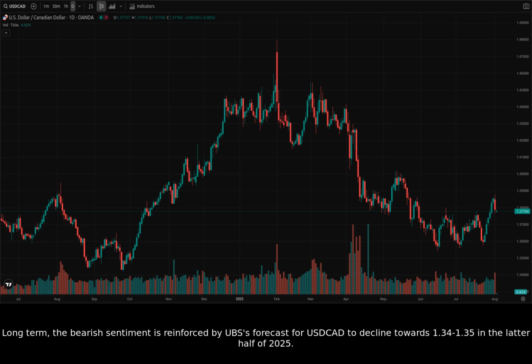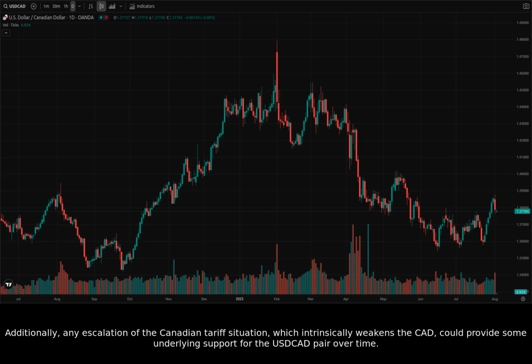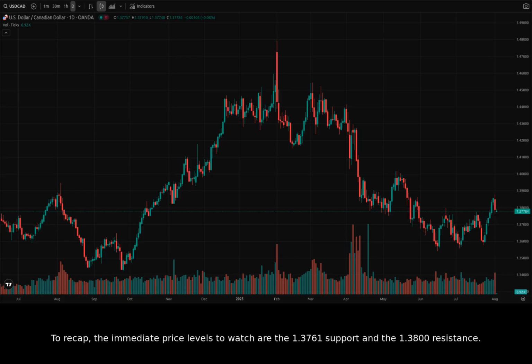Long-term, the bearish sentiment is reinforced by UBS's forecast for USDCAD to decline towards 1.34 to 1.35 in the latter half of 2025. Reasons to be bearish include ongoing weakness in U.S. economic indicators and sustained expectations of Fed rate cuts. Conversely, a bullish reversal, though less likely in the immediate term, could occur if upcoming U.S. economic data surprises to the upside. Additionally, any escalation of the Canadian tariff situation, which intrinsically weakens the CAD, could provide some underlying support for the USDCAD pair over time.